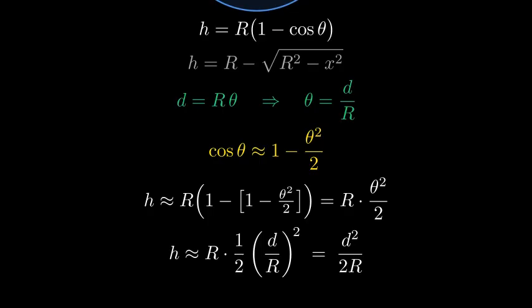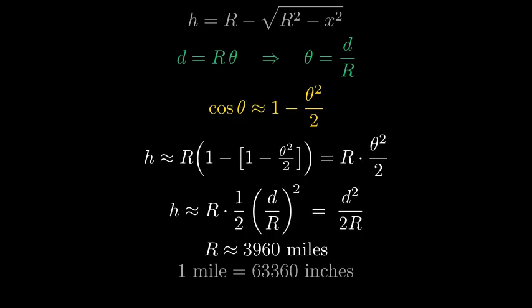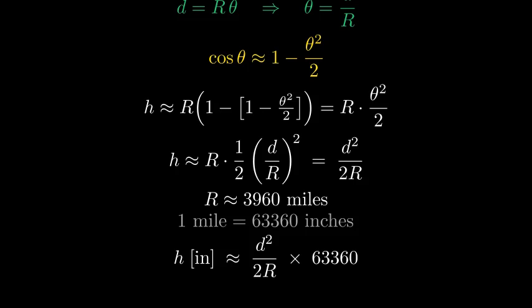Now for the 8 inches per mile squared. Take Earth's radius, R, as 3,960 miles. In this formula, if d is in miles, then h comes out in miles. To convert h from miles to inches, multiply by 63,360 inches per mile. So h in inches is approximately d squared divided by 2R, times 63,360.